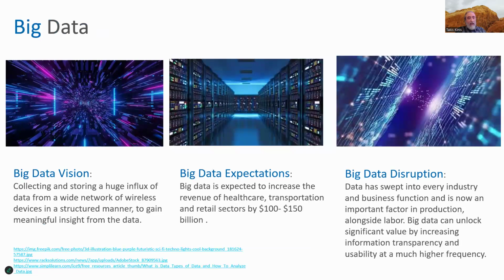Another big disruptive technology is what we call big data. And all this stuff that we're doing, we're generating more data because we have all these devices. We need more space to store it. And then we've got to process that data.